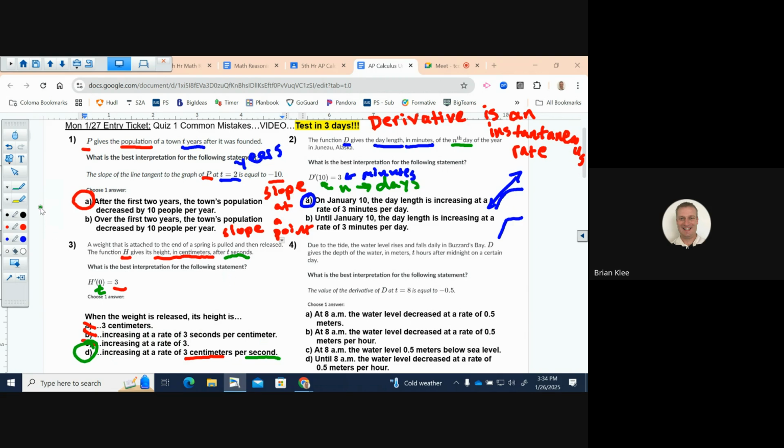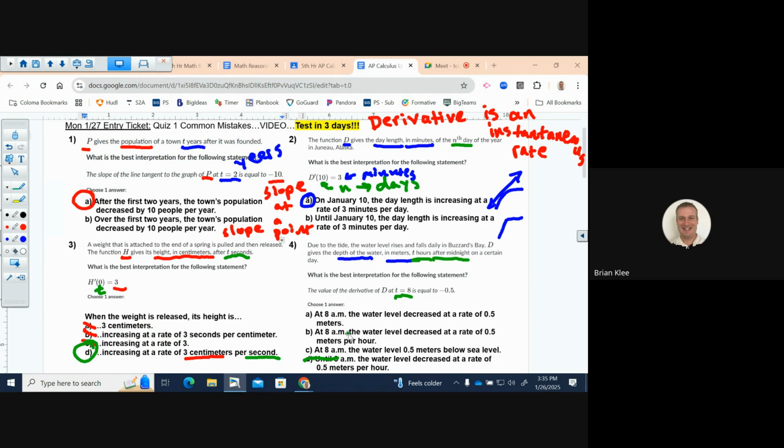And then lastly, number 4 here, we are looking at the fact that due to the tide, the water level rises and falls daily at Buzzards Bay. Awesome name. D gives the depth of water in meters. And T is the hours after midnight. So T hours after midnight would be 8 a.m. D is automatically out. It's not the rate up to 8 a.m. It is the rate at exactly 8 a.m. So D is no good.